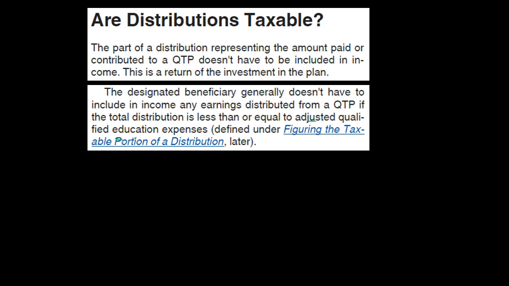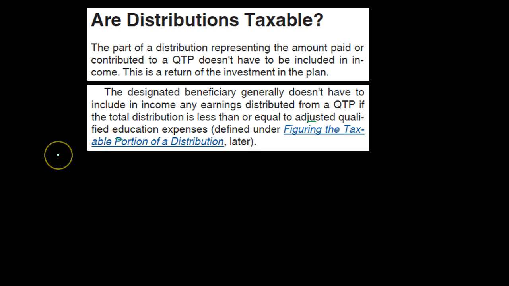So as long as it was taken out in order to pay the adjusted qualified education expenses, in other words, as long as the adjusted qualified education expenses are greater than the amount taken out of the QTP plan, then it should be good, and we shouldn't have to include anything in income. It should be straightforward. We don't have to include it on the 1040 in any way as income, and therefore not be paying taxes on it.